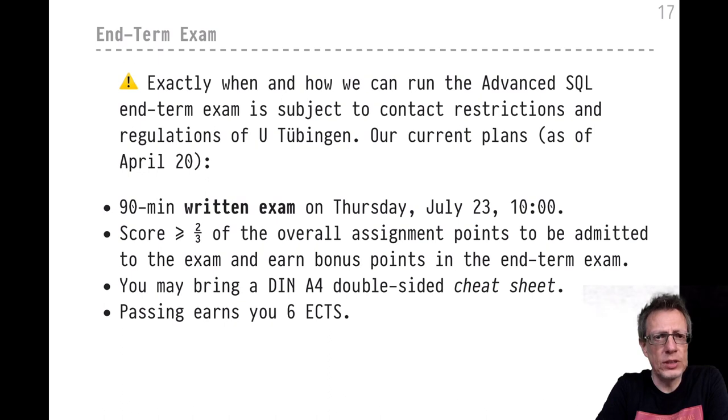Please work on the assignments, because you need 66% or 2/3 of the assignment points to be admitted to this end term exam. You will probably score way more than the 66% of assignment points. Typically we see rates of like 80 or 90% of points scored during the course of the semester. And all of these extra points will turn into bonus points that can help to improve your exam grade by the end of the semester.